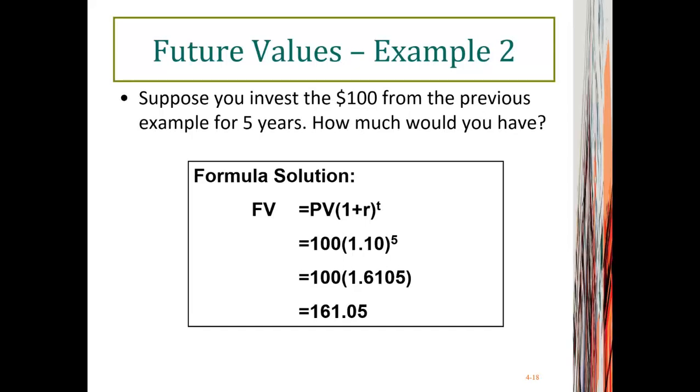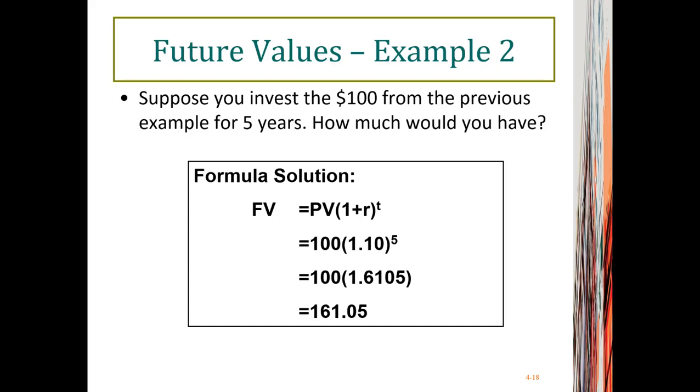Now let's take a look at another example in calculating future value. Suppose you invest $100 from the previous example for 5 years. How much will you have? To answer this question, first you should try using the formula FV equals PV times (1 plus R) raised to the power of T. Here, PV is 100, R is 10% or 0.1, and T is 5.